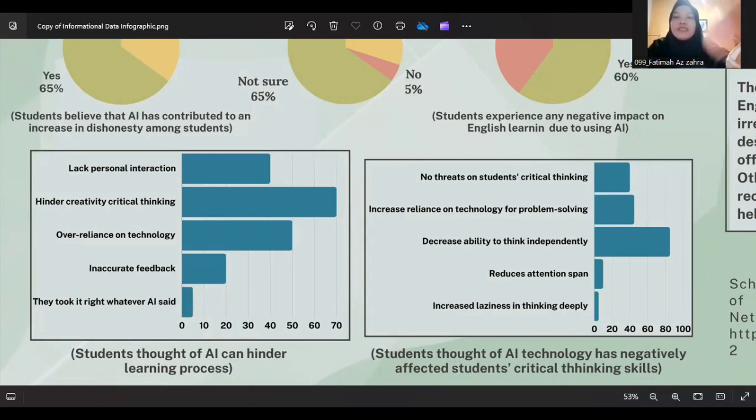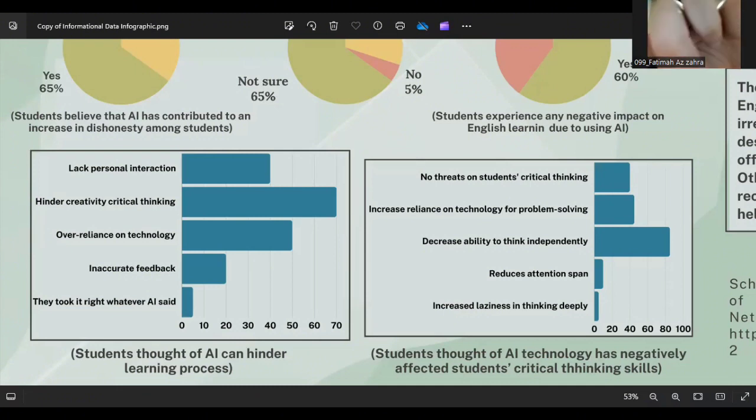The most answered option is handling creativity and critical thinking. So there is a concern that AI limits opportunities for students to develop these essential skills.